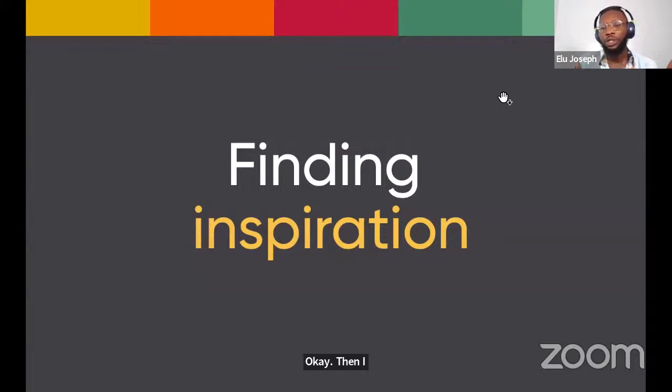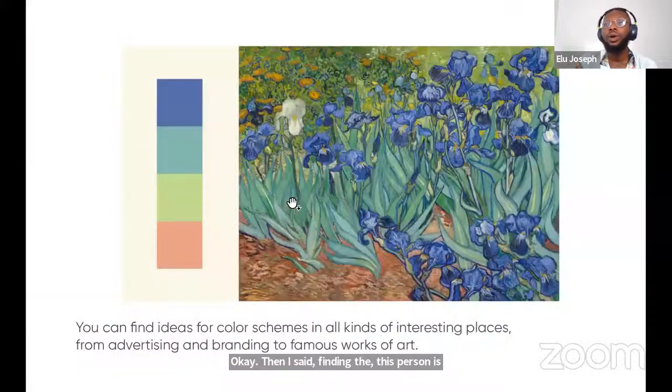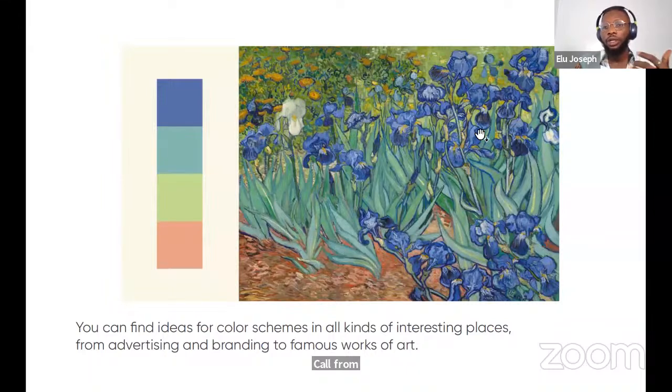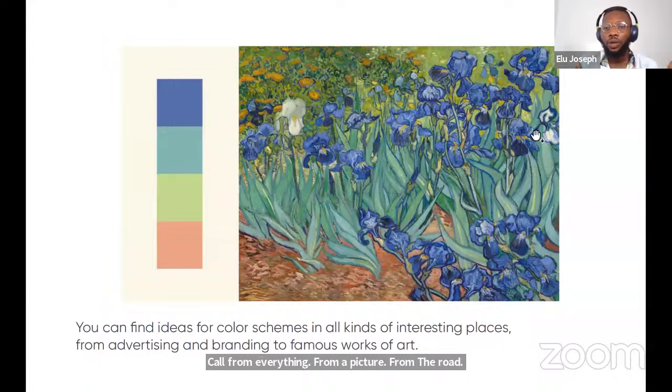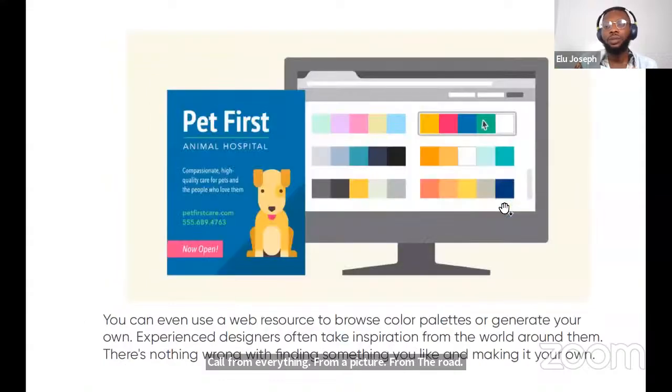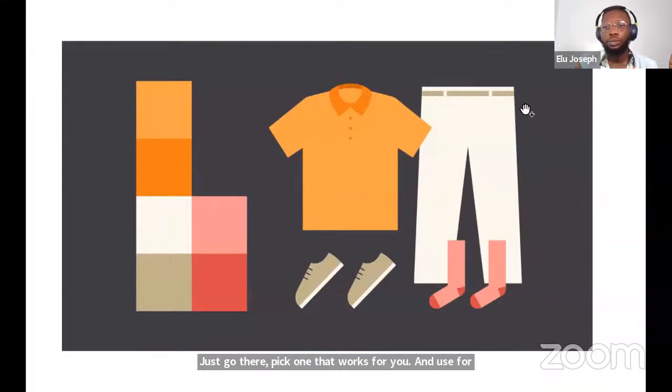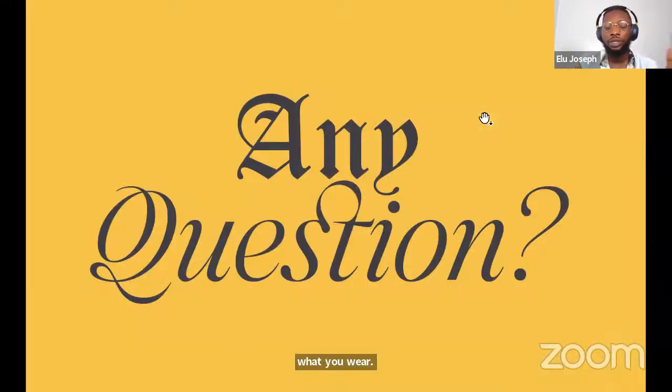Then I said finding inspiration. Inspiration is everywhere. And I also mentioned that you could get color from everything, from a picture, from the road, or on a website that has already made color schemes available for you. All you need to do is go there, pick one that works for you, and use it for your design. And I also talked about how it influences the colors of your outfits. Then we went into questions and answers, right?